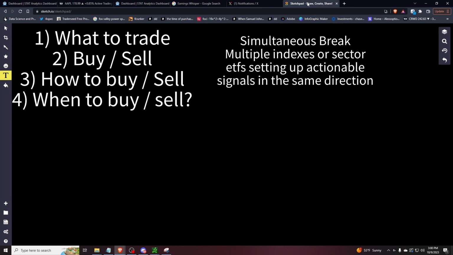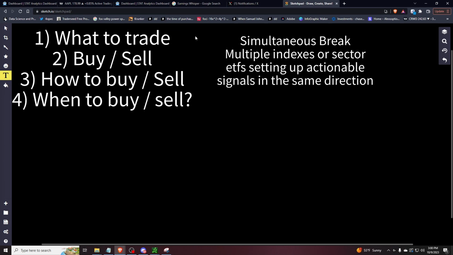So just to recap, simultaneous break using multiple indexes or sector ETFs, setting up those signals in the same direction. And then what you can do is trade a specific stock if you want to, or just trade the simple index or ETF. And what that tells us is they're trading everything, they're buying everything, they're doing it aggressively, and they're going to do it right when that break occurs. So we want to stick around.